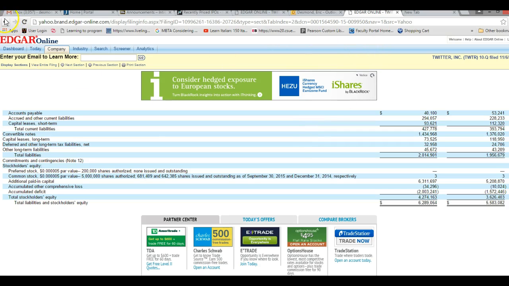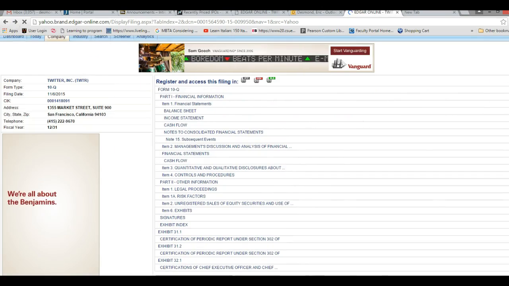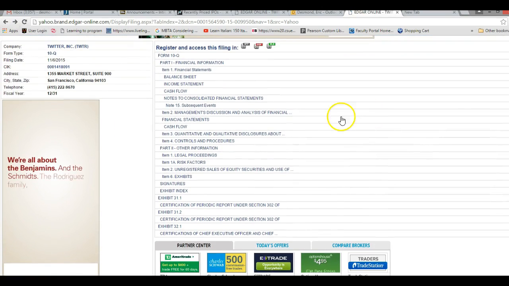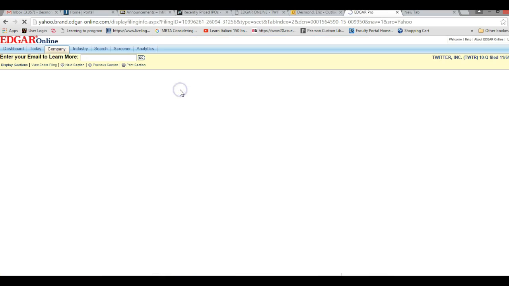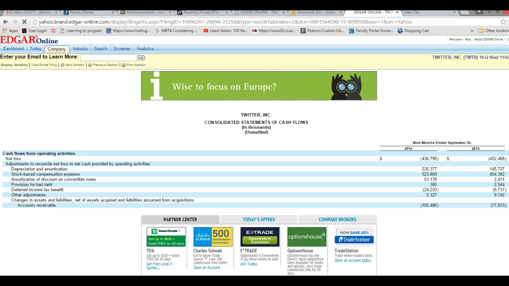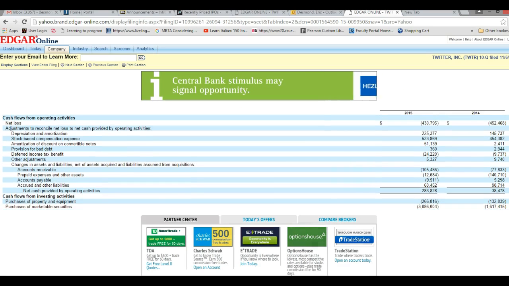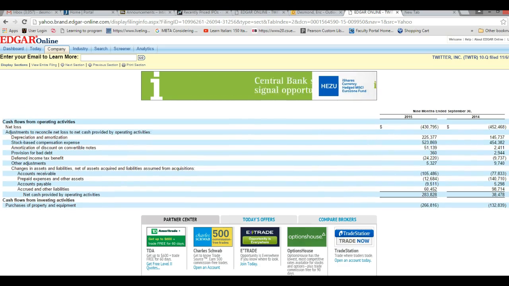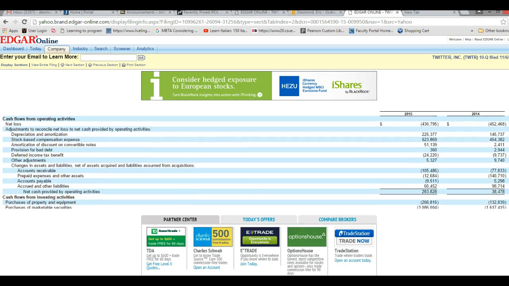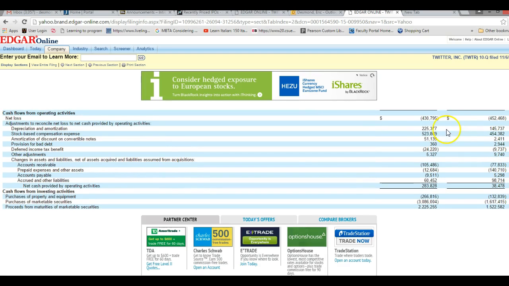What I want to do is look at the statement of cash flows and see. Always remember, when a company is losing money, they have to be getting cash in from somewhere. And I'm going to look at the statement of cash flow to find out what's going on here. Cash from operations. So they're still getting cash in from operations.